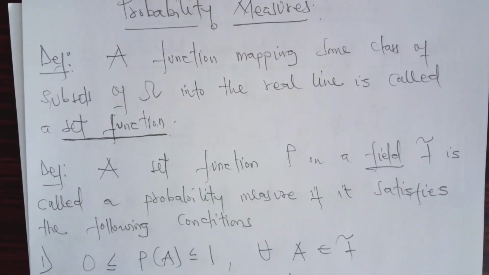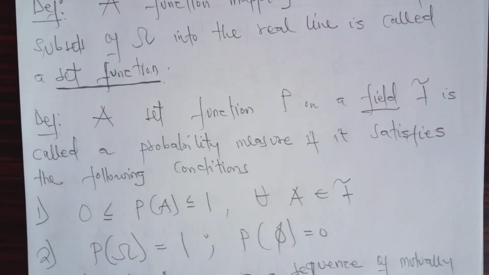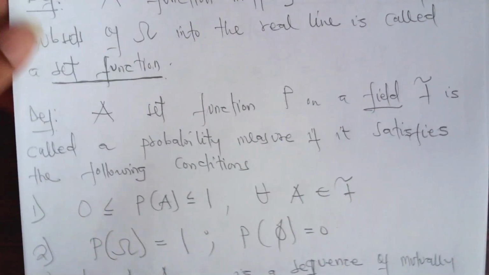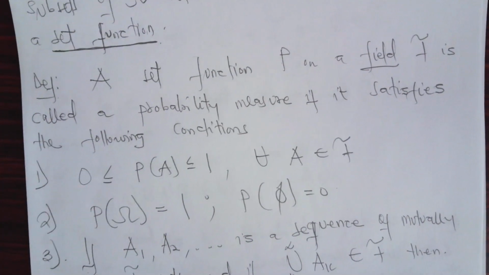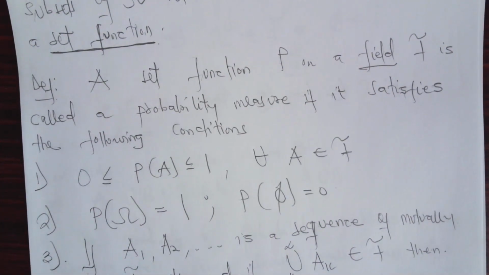We say for all A that belongs to F, then the probability of that set should lie between 0 and 1. And 2, if you pick the whole set, that's the sample space, its probability should be 1, and the probability of the empty set should be equal to 0.